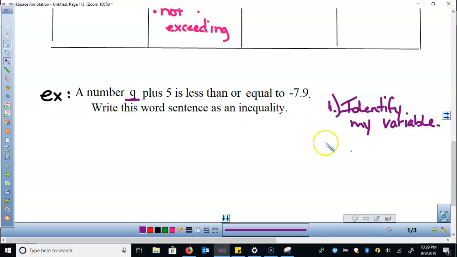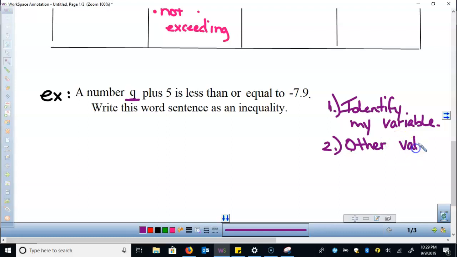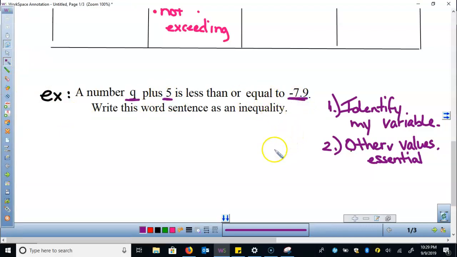The second thing we need to identify is what other values we have in the statement. I'm going to put other essential values because sometimes they'll give us more than what we need in a problem, and we need to determine, is that essential to what I'm trying to do or not? So other essential values in this case would be 5 and negative 7.9.